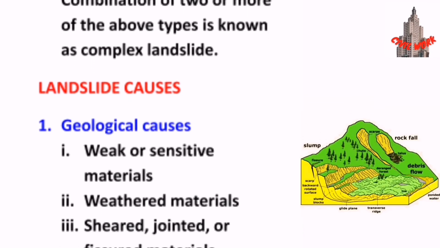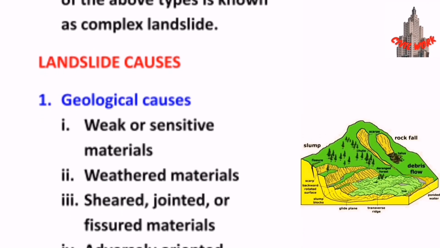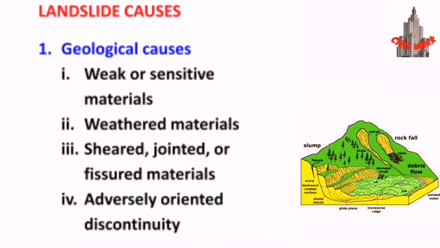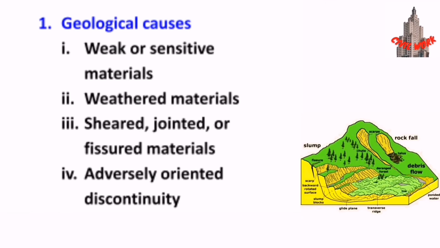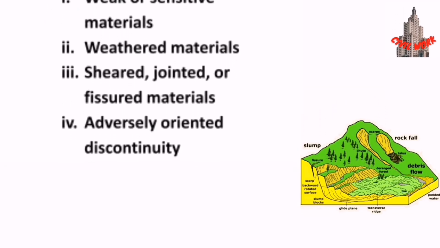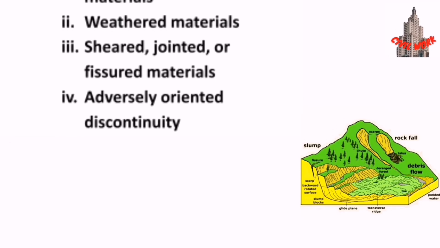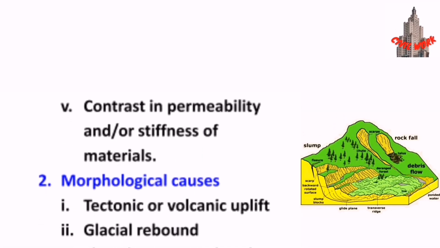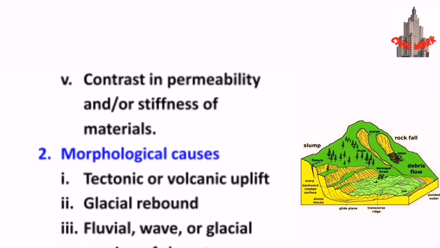Landslide causes. 1. Geological causes. 1. Weak or sensitive materials. 2. Weathered materials. 3. Sheared, jointed, or fissured materials. 4. Adversely oriented discontinuity. 5. Contrast in permeability and/or stiffness of materials.